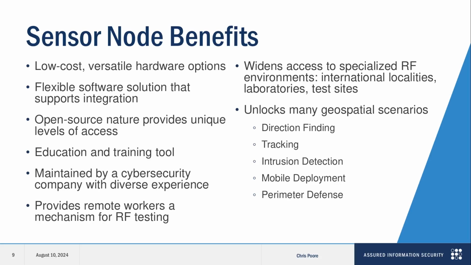And as we develop FISSURE, we'll have the ability to do different geospatial scenarios that these nodes unlock. So if you want to do direction finding with multiple nodes, tracking, intrusion detection, mobile deployment, perimeter defense, by having these remote nodes, we can do that more easily. It takes a lot of work to get those carried out, but that's something we can do in the future.